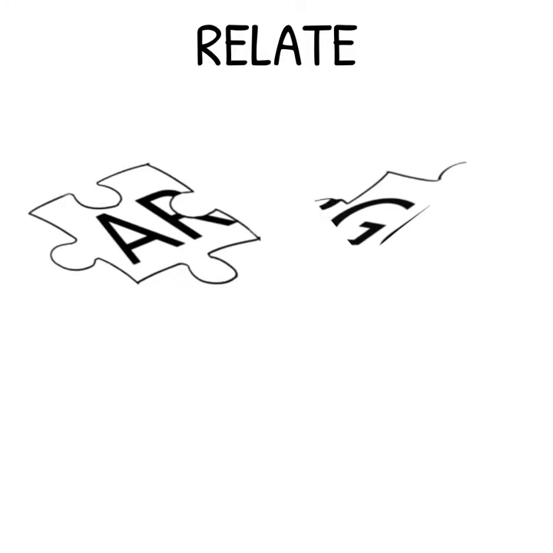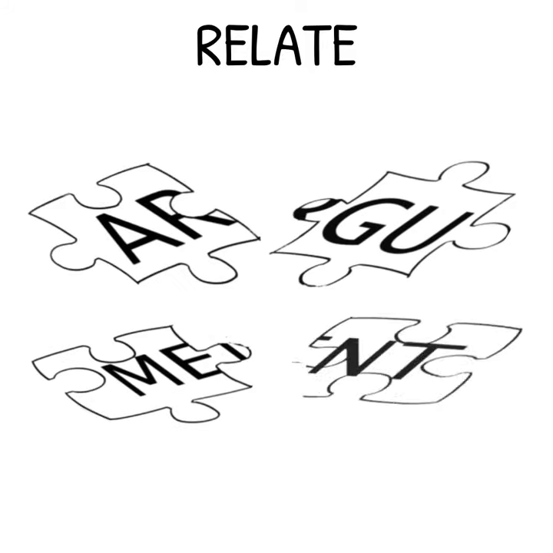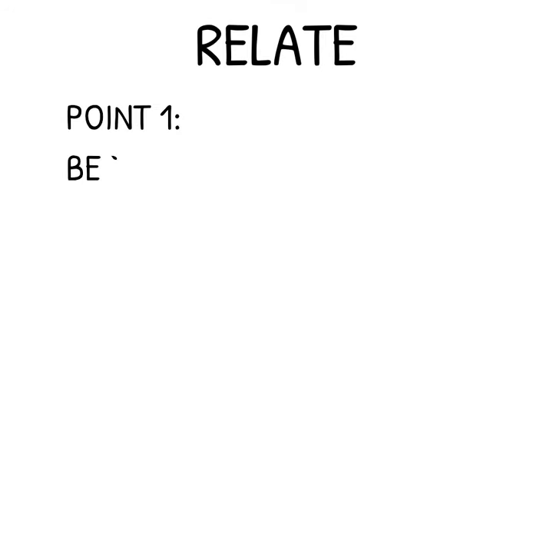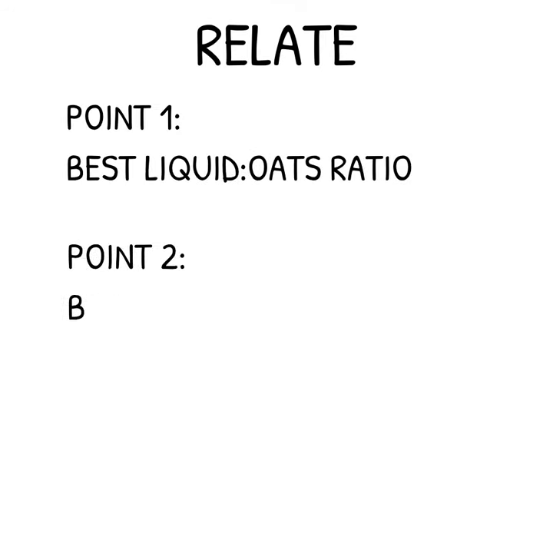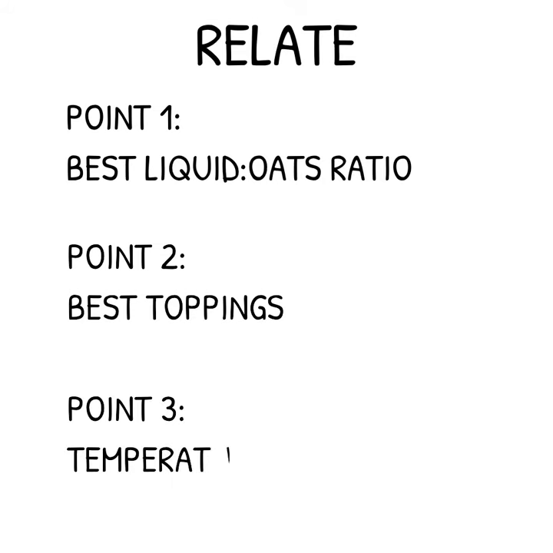The final step is relate. Make it clear how the specific point fits into your overall argument. The liquid oats ratio is an important part of porridge, but it's not everything. Then you can move on to your next point and start PEER all over again.